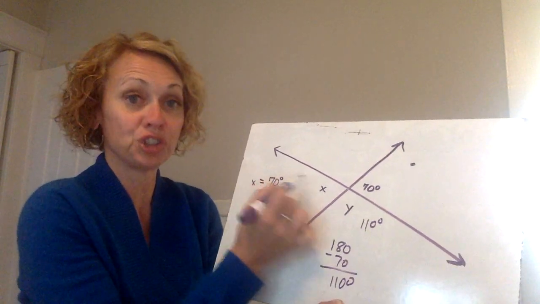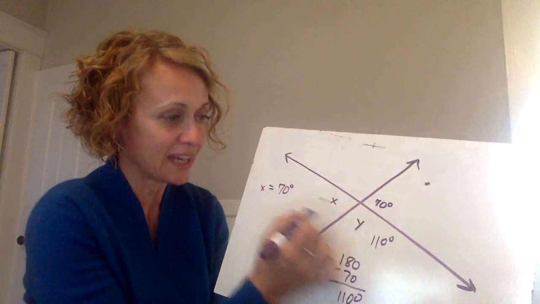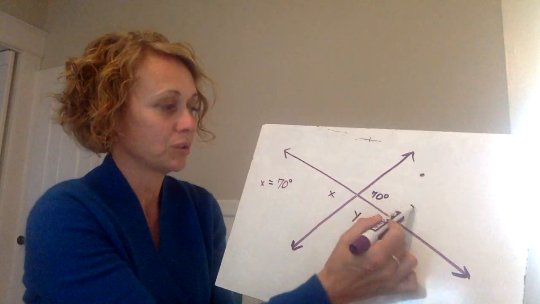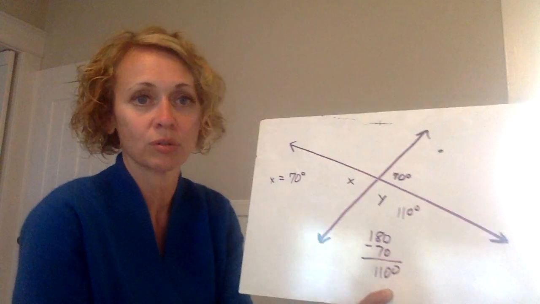So the ones that are adjacent or sitting beside of each other add to equal 180. The ones that are across from each other are called vertical, and they're congruent.